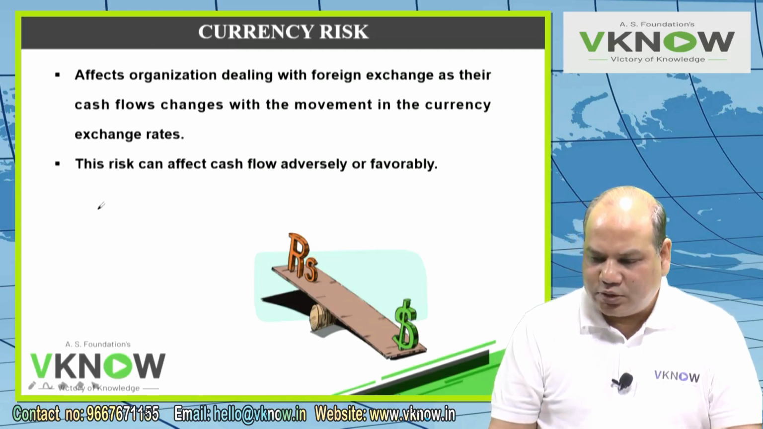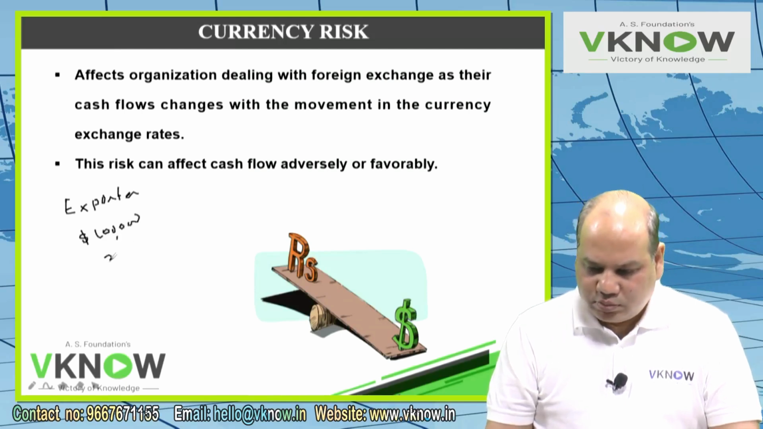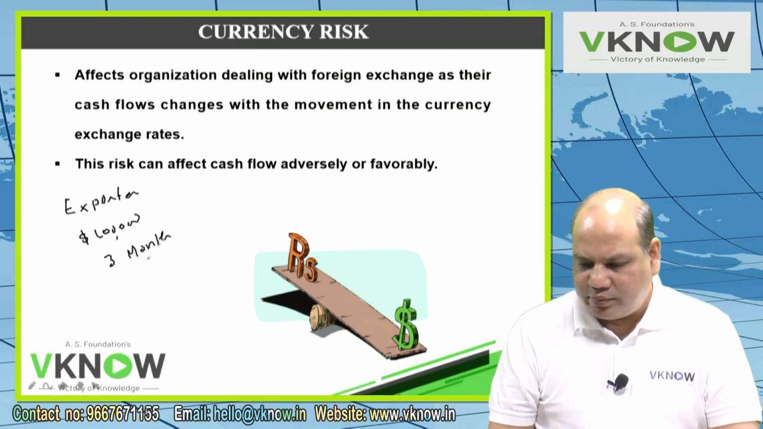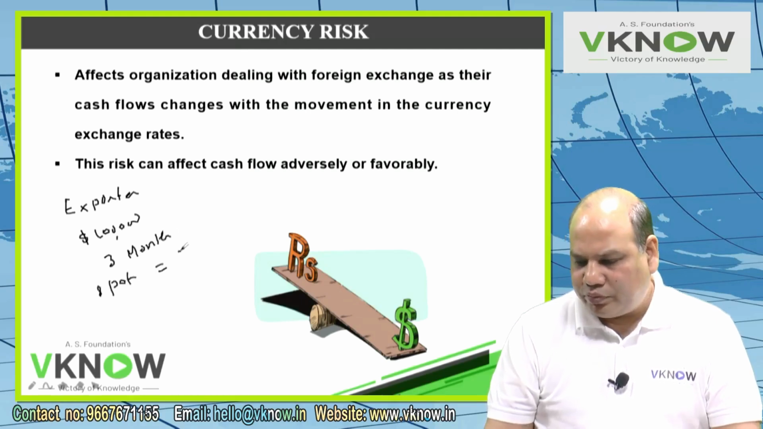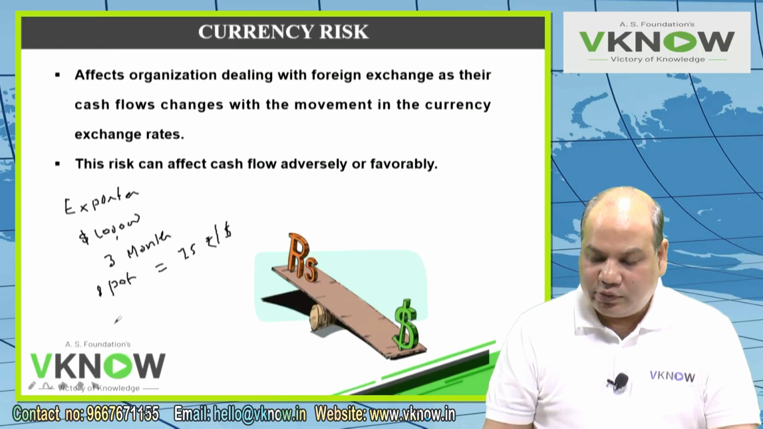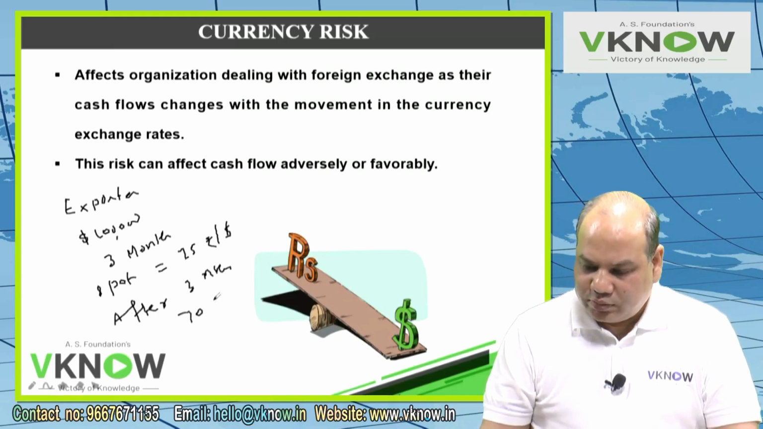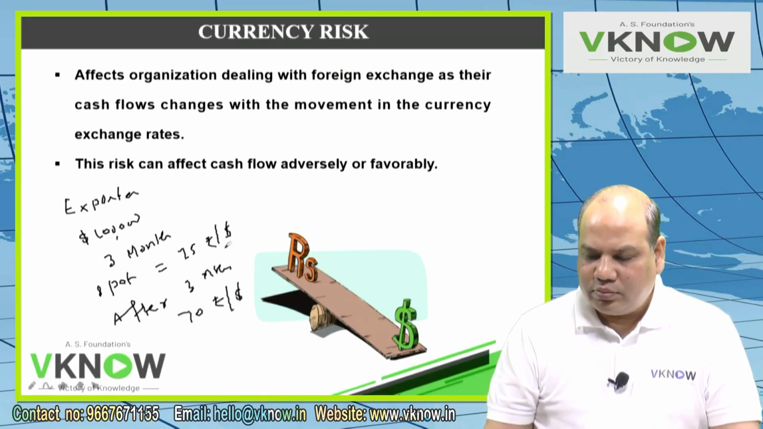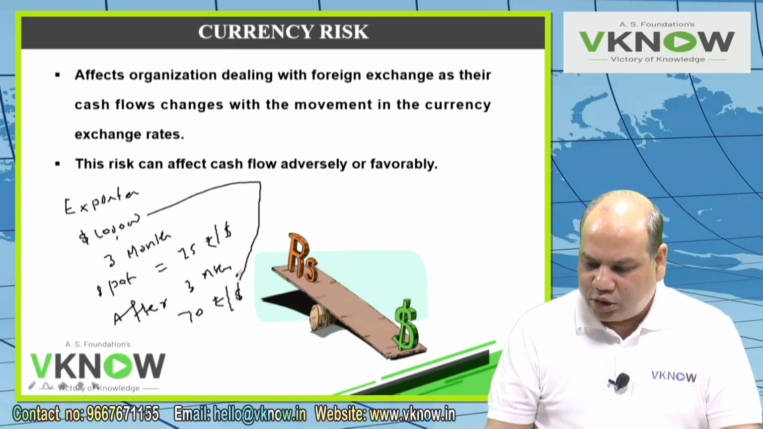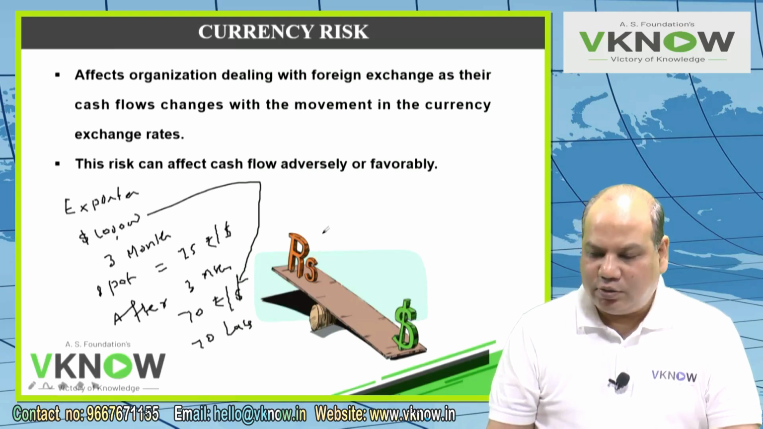This example we have discussed so many times, like for example, an exporter, invoice value 1 lakh dollars, payment will be received after 3 months, spot rate 75 rupees per dollar. He received the payment after 3 months. After 3 months, what happened? The rate is 70 rupees per dollar. So when he goes to the bank to convert into rupees, he will get 70 lakhs instead of 75 lakh. In the process, he lost 5 lakh rupees.